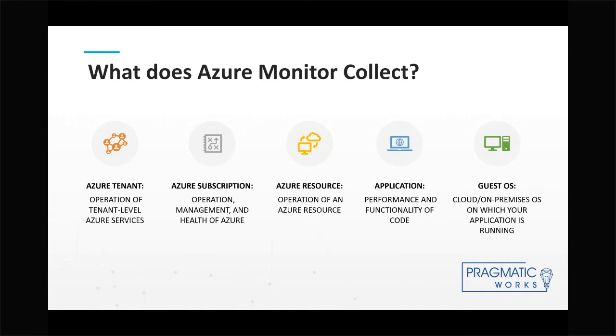Next, I think another often overlooked feature of Azure Monitor is the application layer. So you can actually tap into the performance and functionality of the code you have deployed within Azure itself. Using things like Application Insights, you can write your own custom monitoring code to pull information from your custom-written code in Azure and get some performance metrics on those applications themselves.